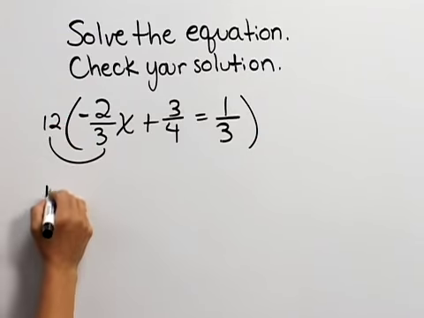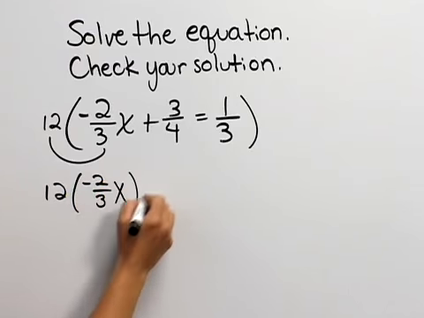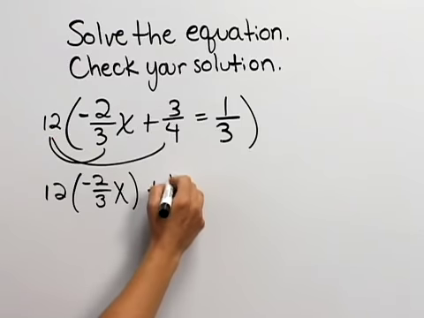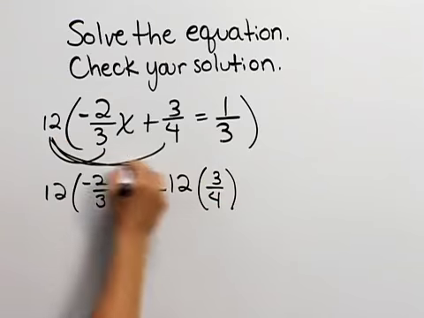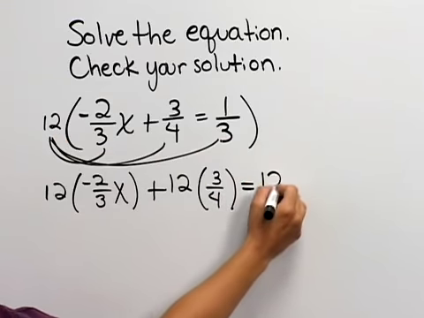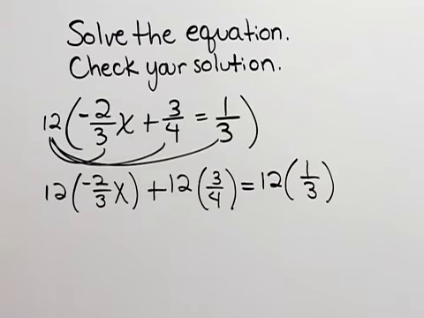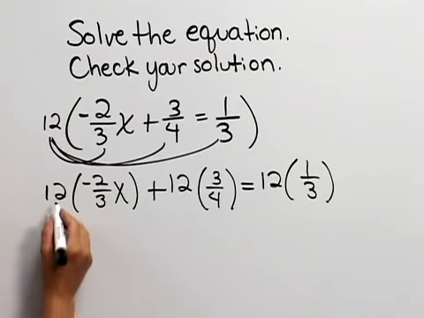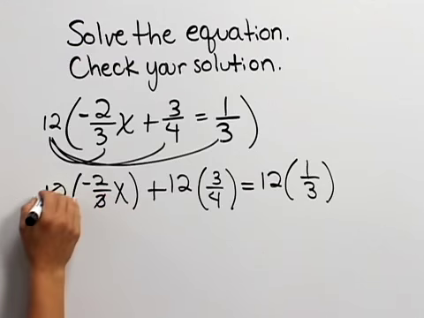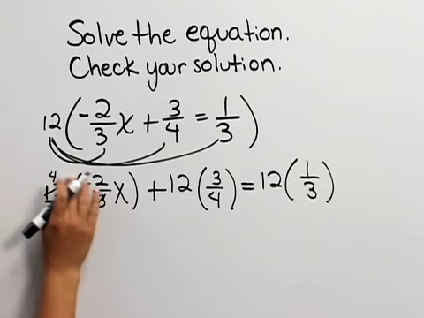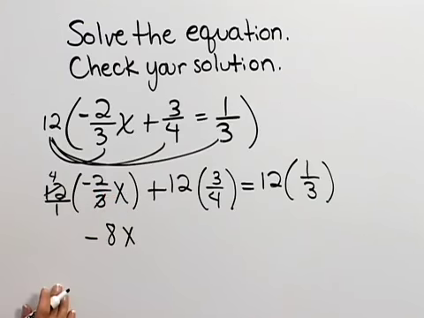We'll distribute 12 times negative 2/3 x plus 12 times 3/4 equals 12 times 1/3. Now we can go back and simplify. This 12 is 12 over 1. If we cross cancel, 3 goes into 12 4 times. So 4 times negative 2 times x is negative 8x.